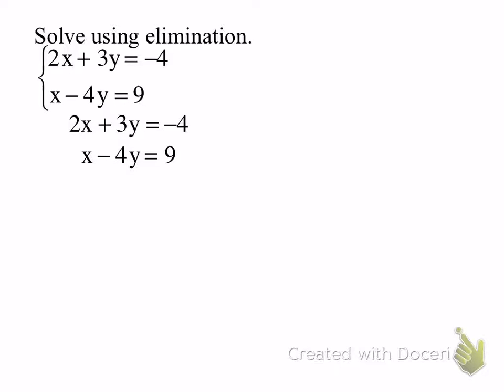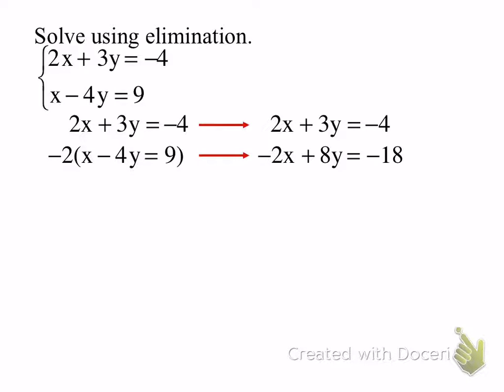Good, because what is the opposite of 2x? So what would I need to multiply this by to make that a -2x? By -2. But I can't just multiply one, I have to multiply all parts. So notice, they're showing you what happens when we do this. Nothing eliminates. So we're going to multiply everything. First equation stays the same. Second equation becomes negative 2x minus 8y plus 8y minus 18.